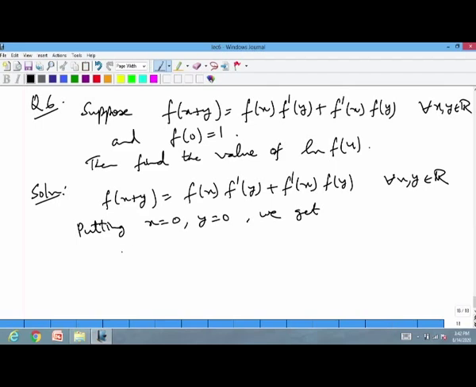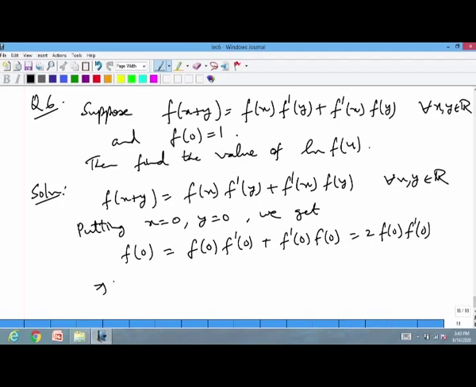So, this implies the left hand side f of 0 is equal to f 0 f prime 0 plus f prime 0 f 0, that is 2 times f 0 f prime 0, which implies f 0, which is given to be 1, equals 2 f prime 0. So, f prime 0 has to be equal to 1 by 2. So, this is one fact that we derive.